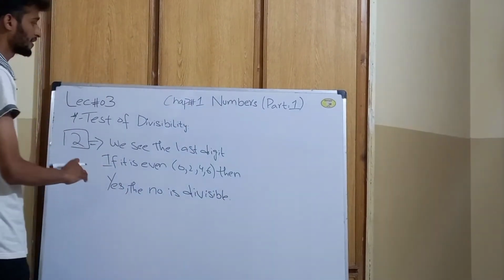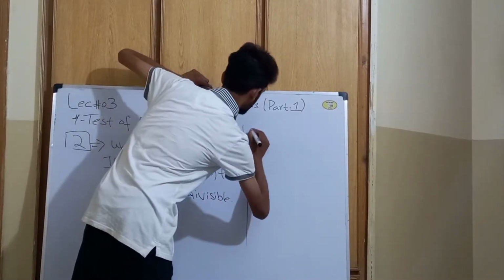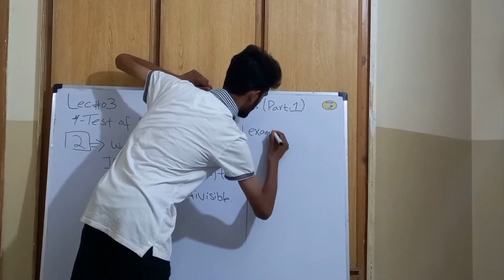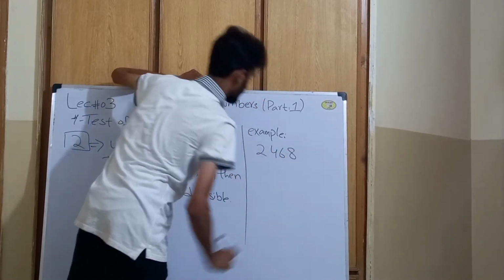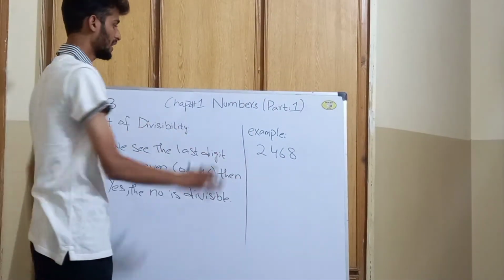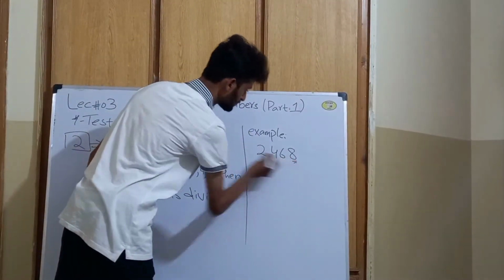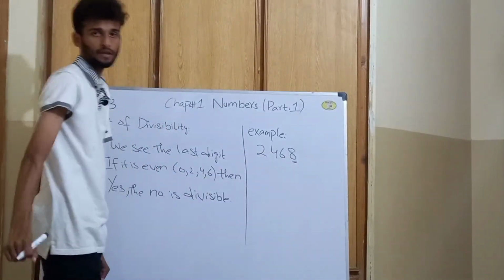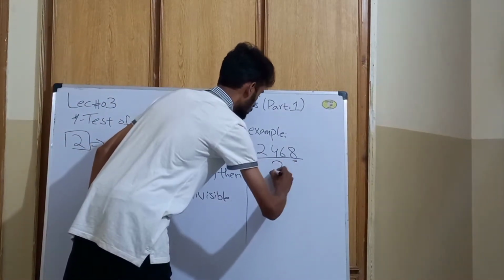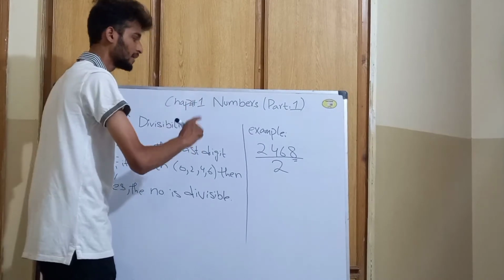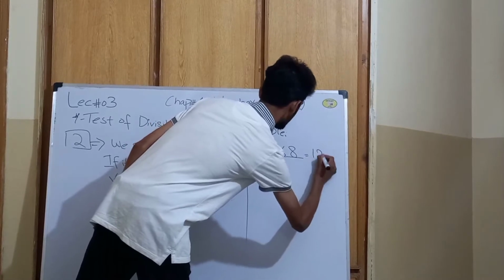Now let's understand it by an example. So this is our number. We have to check whether it is divisible by 2 or not. We will see the last digit. Here the last digit is 8 and we know 8 is even, so it is divisible by 2. So we can divide this number by 2 and it will give us a complete number. It won't be in decimals. So the answer is 1, 2, 3, 4.